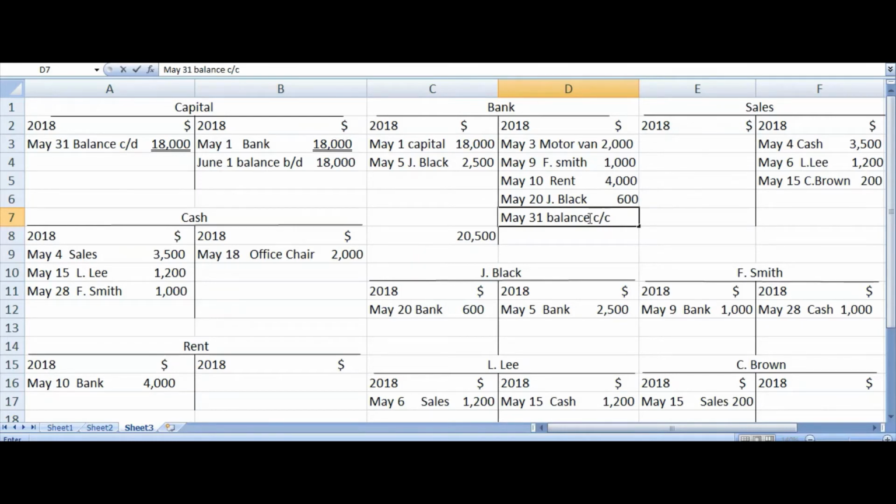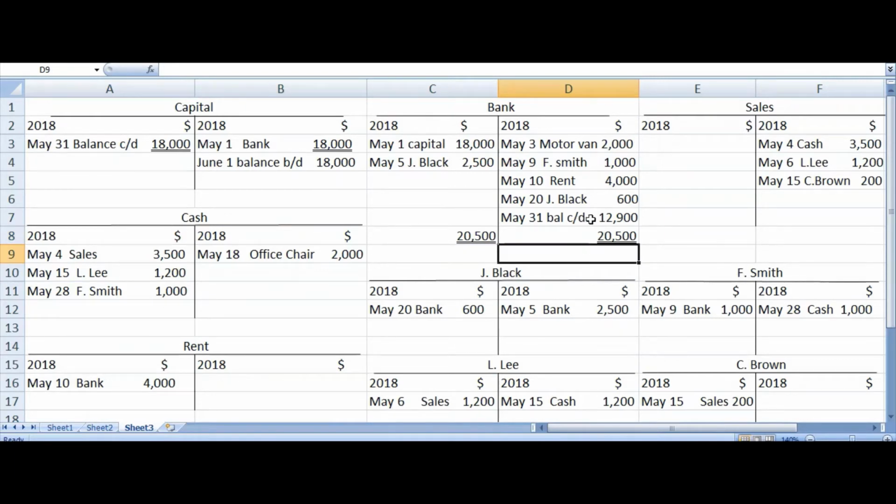So let me shorten the word balance right here. So we're going to have a balance CD of 12,900. Put that in, 12,900. So it means that both sides is now 20,500. Once we go ahead and we double line the account to show that it is now balanced.